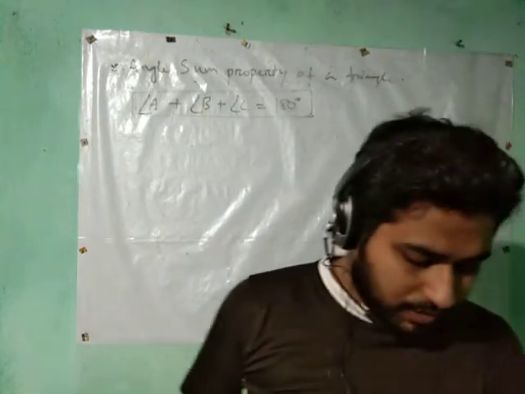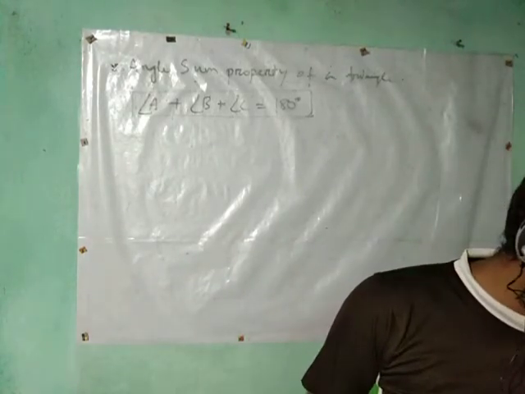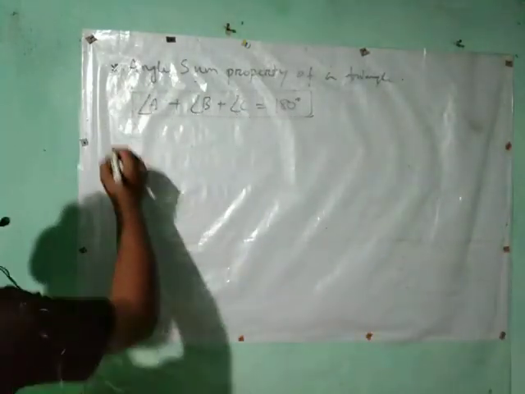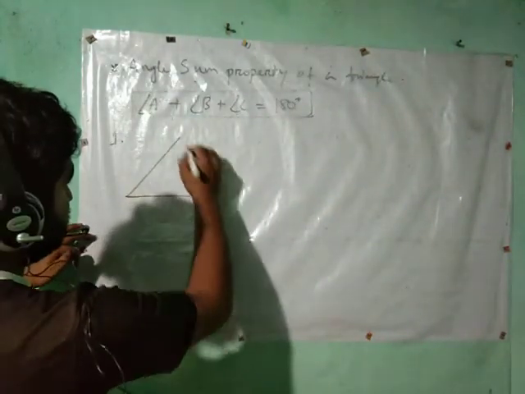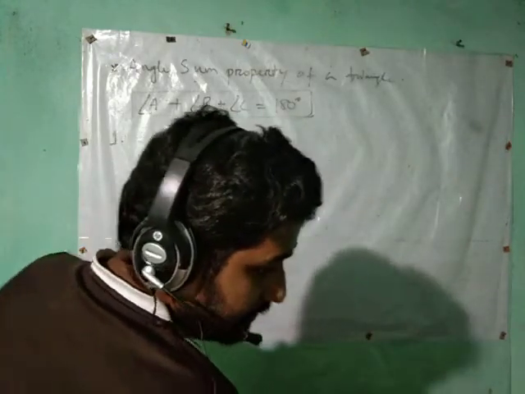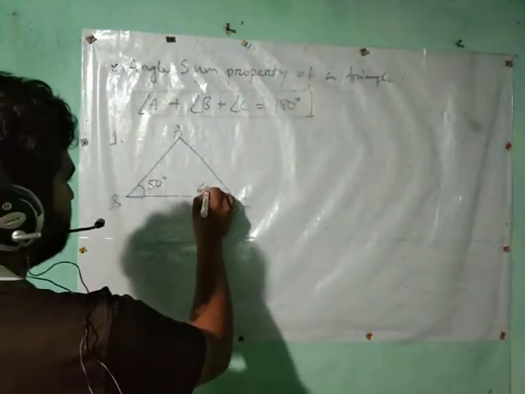That means we have to find the value of x in exercise 6.3. So look at those diagrams given there. According to the first diagram, number 1 in 6.3, there was a diagram like this: this is A, this is B, this is C. This is 50 degrees, this is 60 degrees, and this is x. Now you are asked to find the value of x.